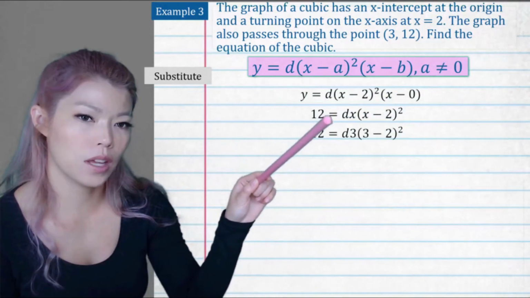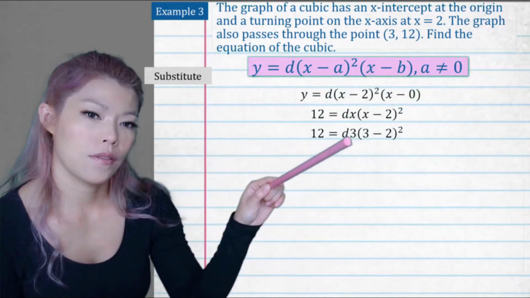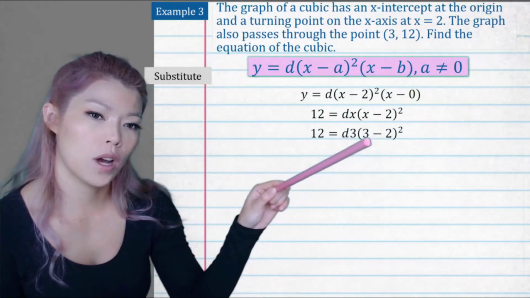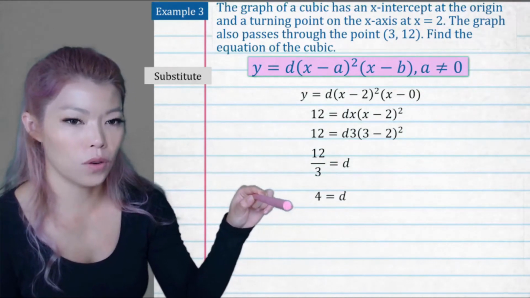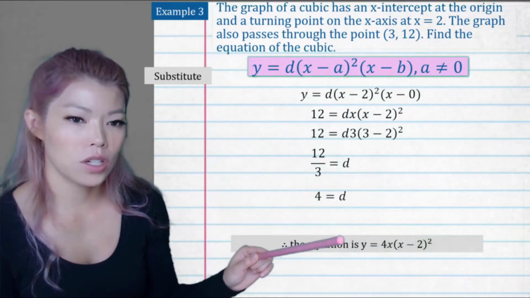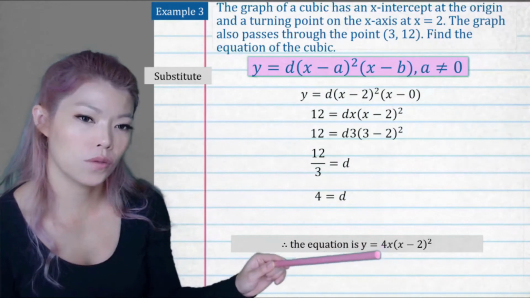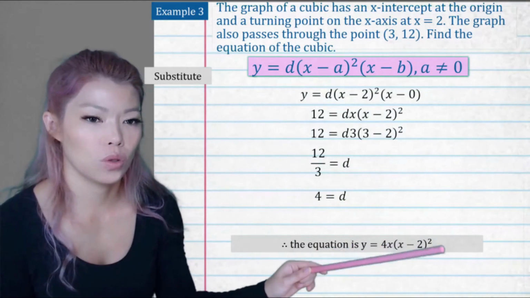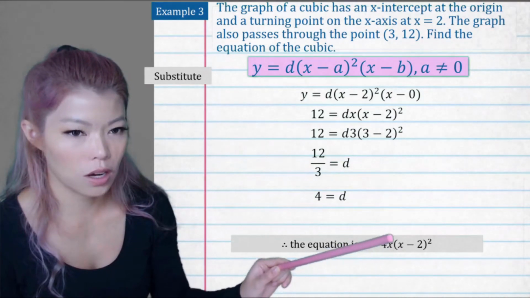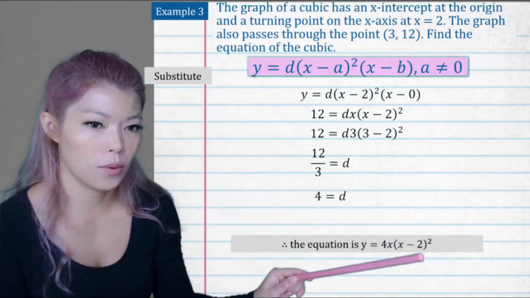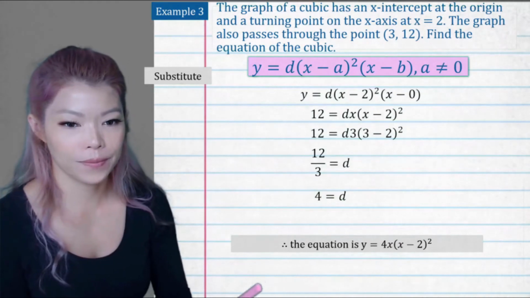Oh, there's a typo there, ignore that. So now we have 3 times (3 minus 2), which is 1, so that's just 3. So d is 12 divided by 3, which is 4. Now we can write down the equation. The equation is y equals 4x(x - 2) all squared. So that x is the point where it goes through the origin, and x minus 2 is the point where it is a turning point.